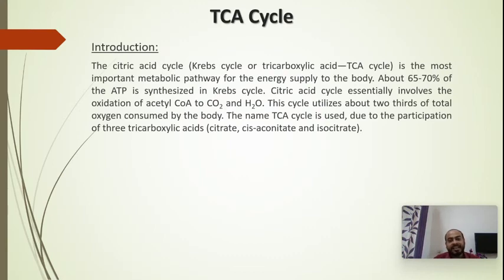The name TCA cycle is used due to the participation of three carboxylic acids, that is citrate, aconitate, and isocitrate. In our last discussion on glycolysis, we saw that glucose is converted into pyruvate. Here in this cycle, we will see how pyruvate is utilized and ultimately converted into carbon dioxide and H2O.